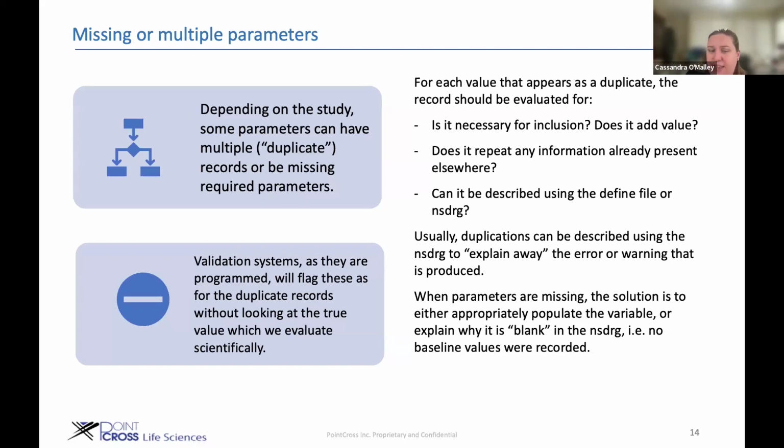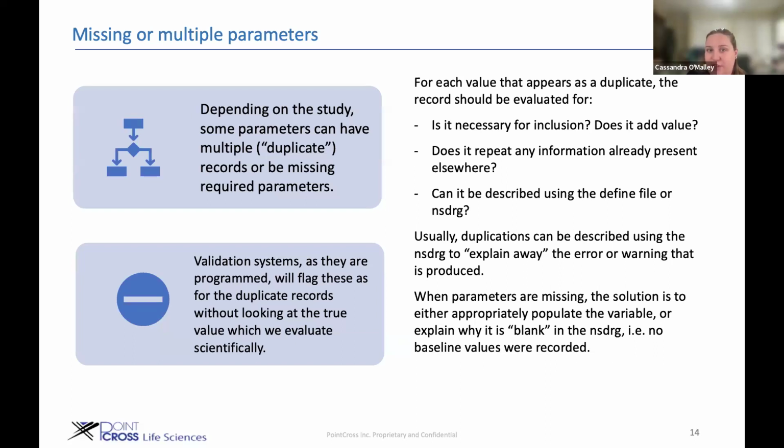Another common thing that we find, and this is going to be triggered by any sort of validation system that you're using, is that you would have missing or multiple parameters. Depending on the study, you can have multiple or duplicate records that are either picked up because they are not identified appropriately in define.xml, or you could be missing some of these, which are being marked as required. And validation systems programmatically are going to flag these as duplicate records without looking at the value, or they are going to qualify these as missing without being able to scientifically evaluate that.